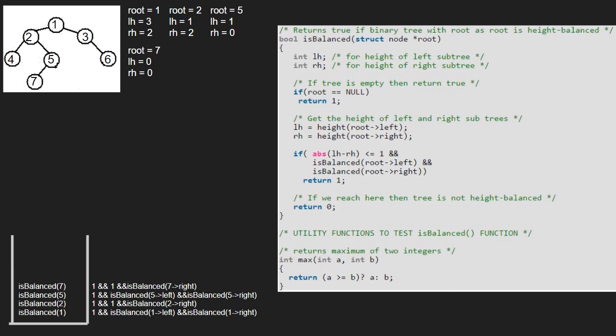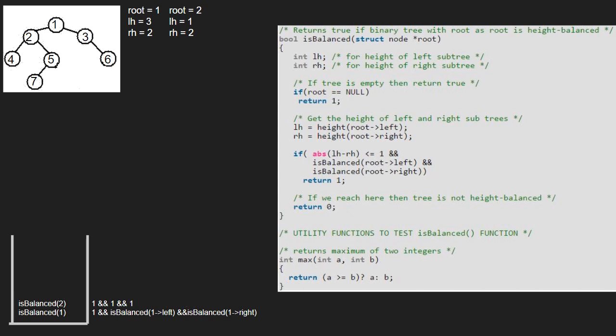Now we call for the right child of 7 which is also null. So again root will point to null. Since root is null, we return 1. Now 1 and 1 and 1 will return 1 and we finish execution for node 7. Next, we pass the right child of 5 which is null. So root will point to null. Since root is pointing to null, we return 1. Again, 1 and 1 and 1 will return 1 and we finish execution for node 5. Also, we finish execution for node 2 and return 1.